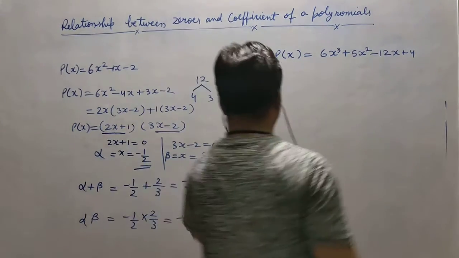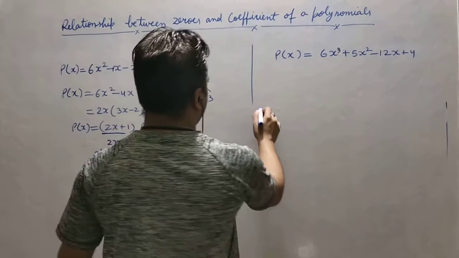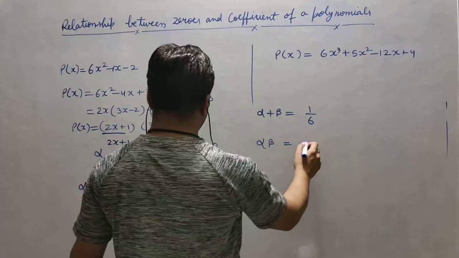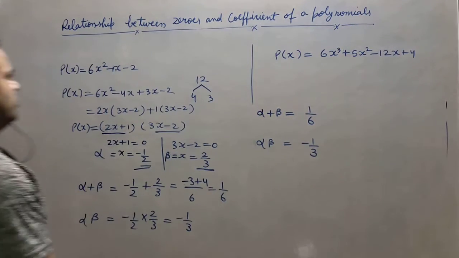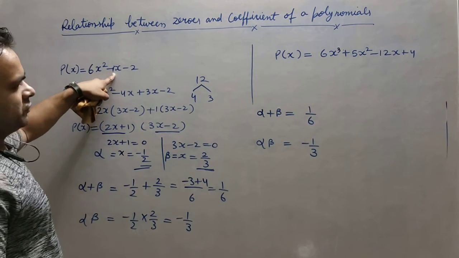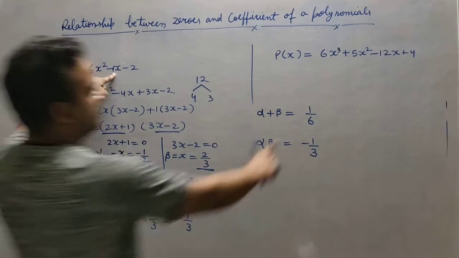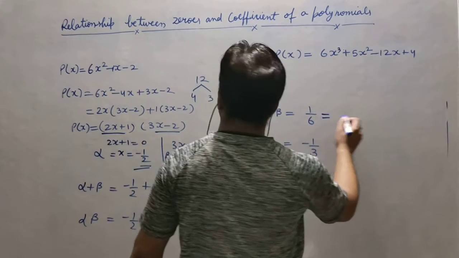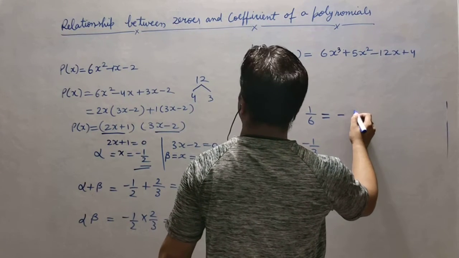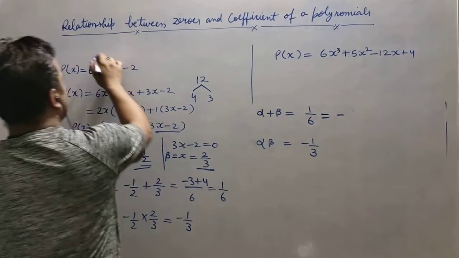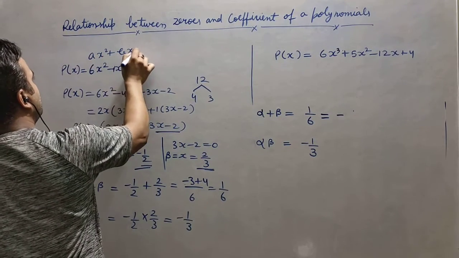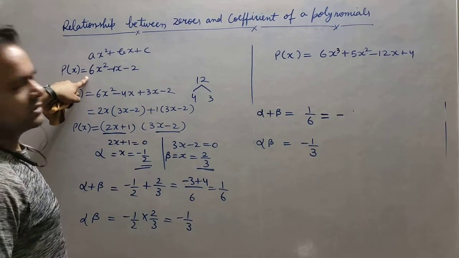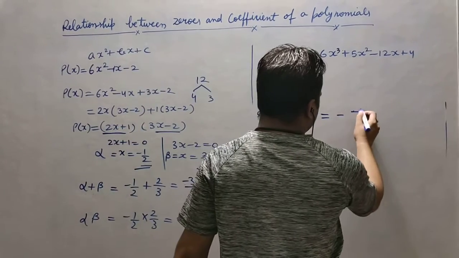Now see what I am trying to do. Alpha plus beta we found is 1 upon 6, and alpha beta we found is minus 1 upon 3. Now you can see, if I compare this with the polynomial, suppose I say it is ax square plus bx plus c. So what is b here? Minus 1, and what is a here? 6. So it means it is like this.